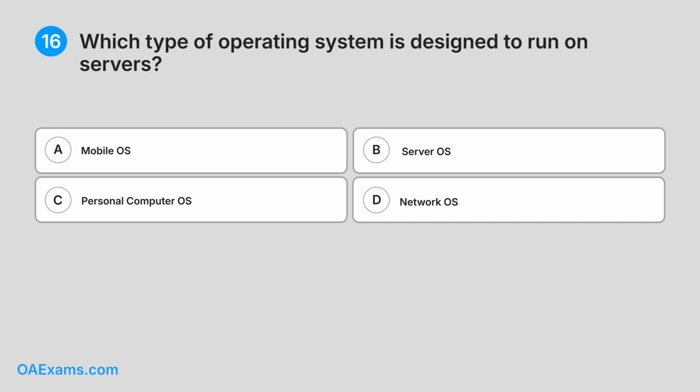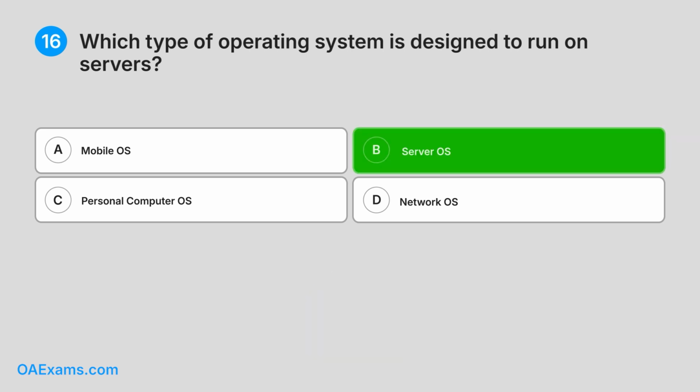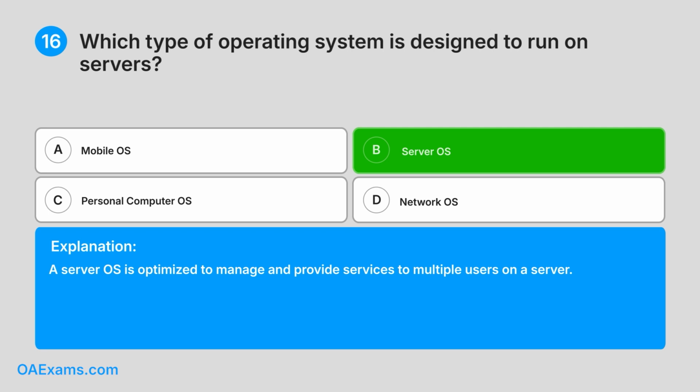A. Mobile OS. B. Server OS. C. Personal computer OS. D. Network OS. Do you know the answer? Correct answer: B. Server OS. Explanation: A server OS is optimized to manage and provide services to multiple users on a server.